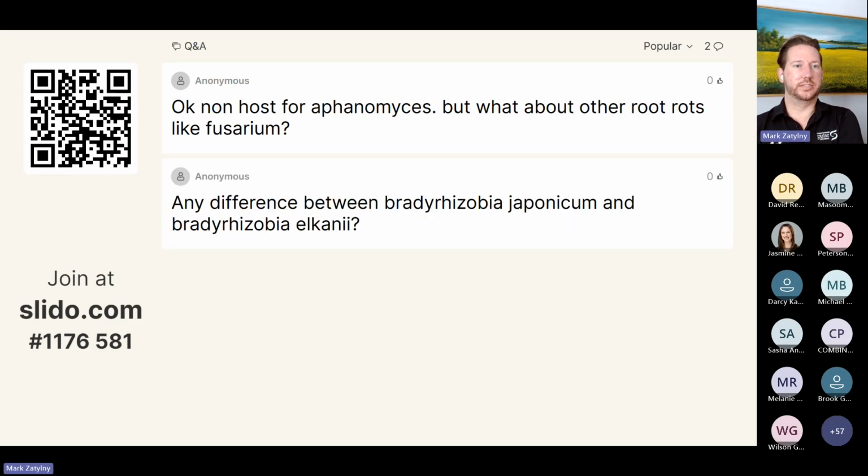Any difference between two different bradyrhizobia? So yes, but specifics I don't know off the top of my head. I do know it depends, as there are various different companies producing these inoculants, as to whether one does better than the other or not. I don't know off the top of my head.